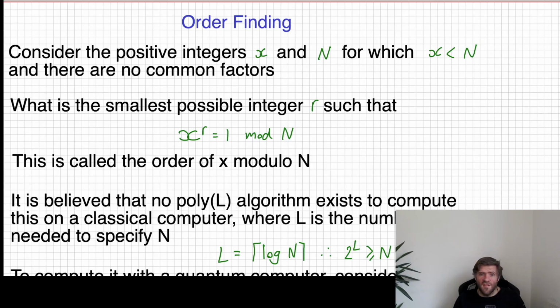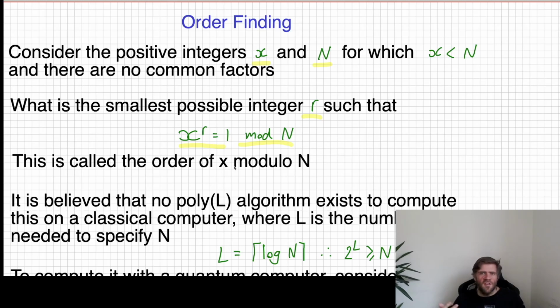Consider the positive integers x and n, where we are just taking the convention of using x to refer to the smaller one and n to refer to the larger one. A question we want to answer is, what is the smallest possible integer r such that x to the r equals 1 mod n? So what's happening here? We take x, and what is x mod n? Well, it's x. Okay, what is x squared mod n? Well, it's another number. What is x cubed mod n? It's another number.